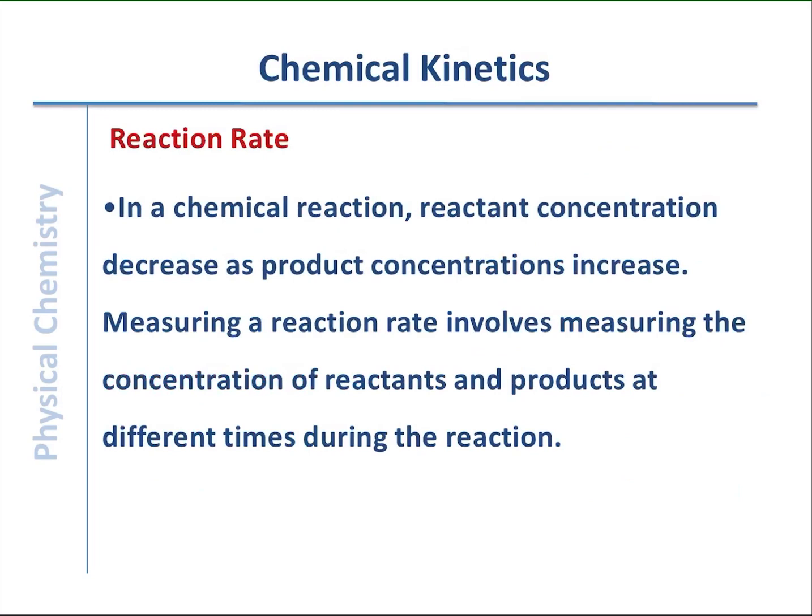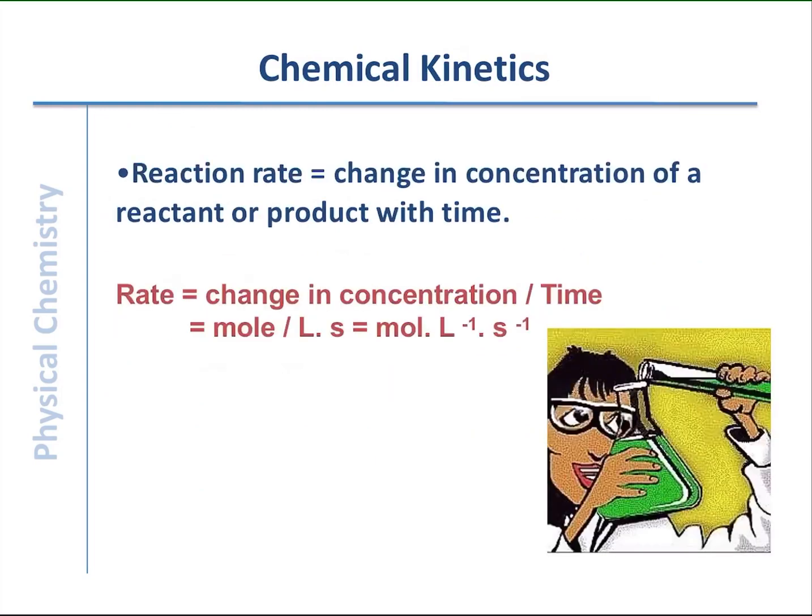To know more about reaction rate, we have to confirm that in any chemical reaction, reactant concentration decreases. At the same time, the product concentration increases. Measuring a reaction rate involves measuring the concentration of both reactants and products at different times during the reaction. Reaction rate equals the change in concentration of a reactant or product with time.